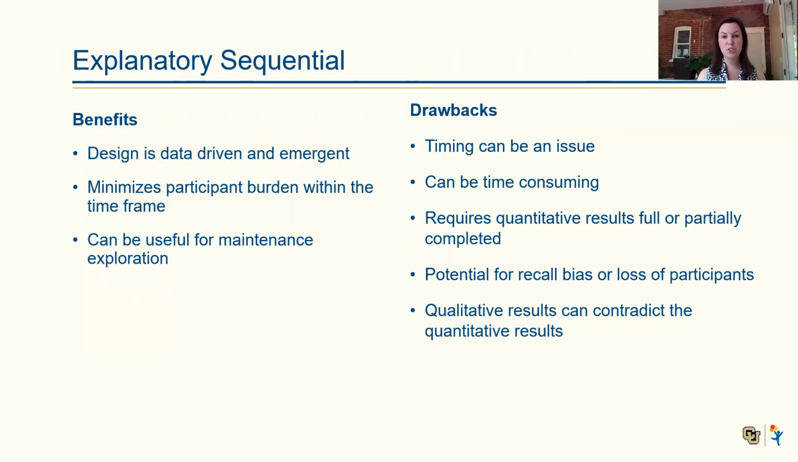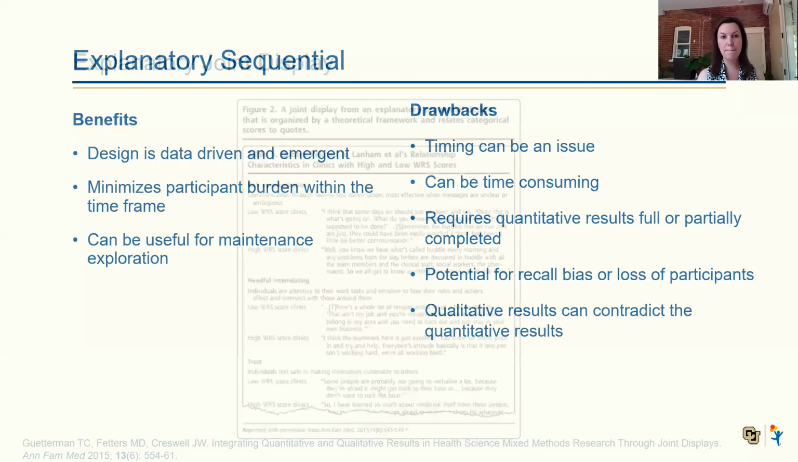There's always the potential that your participants might have recall bias, or you might have loss of participants, because if your intervention was a year or even 2 years long, a participant who participated 18 months ago might not remember all the details. And then finally, you have to think about the potential that your qualitative findings might actually contradict your quantitative findings. And so you need to think about how you might handle that piece.